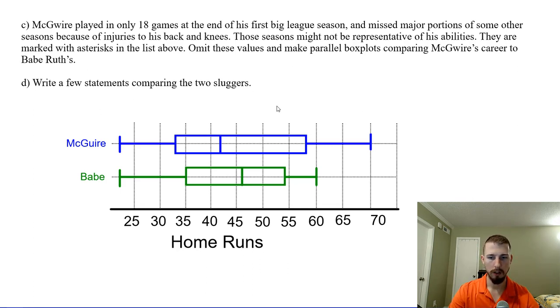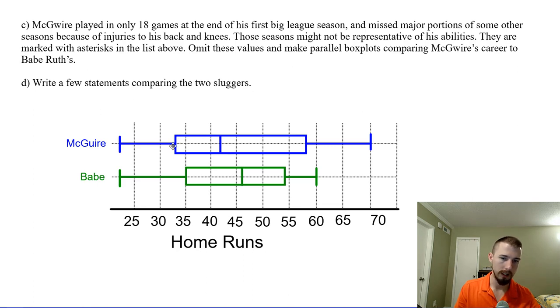So, who had better seasons? The higher the maximum, the better seasons were from McGwire, but it looks like typically Babe Ruth had better seasons. He just didn't have the higher numbers, if that makes sense. And the reason for that, I would say, is because his median is higher than McGwire's.